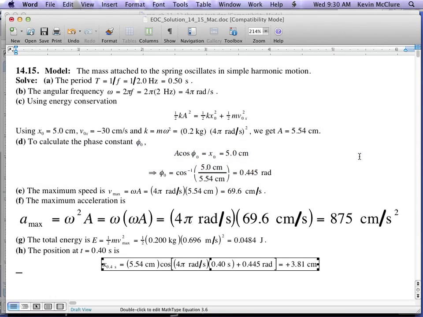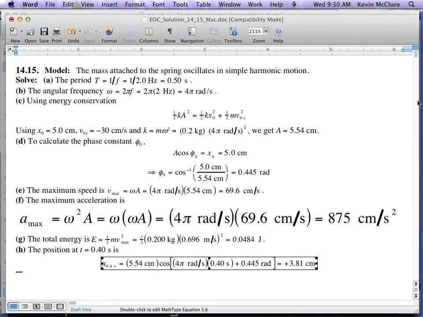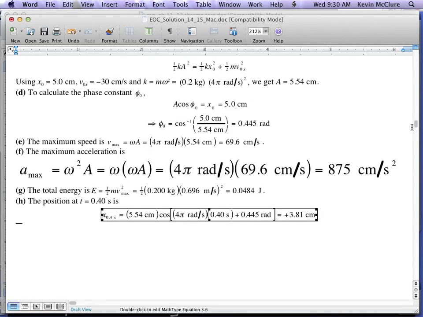Oh, so you just use positive omega squared A? Yep, that's it. That's all you have to do. And then you could just square the omega. Yeah, they did it weird. I don't know why they did that. Whatever, who cares?